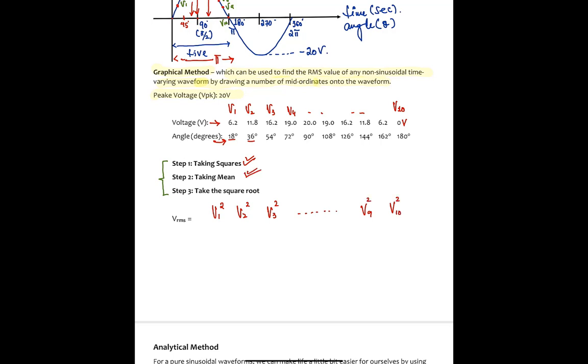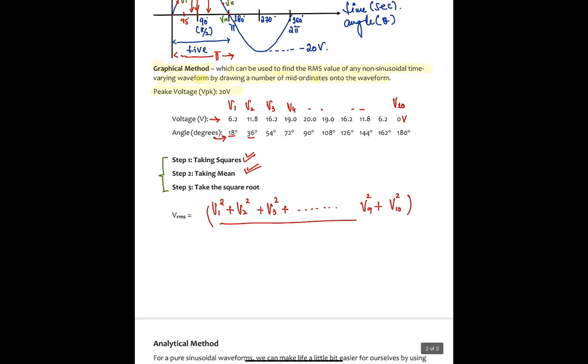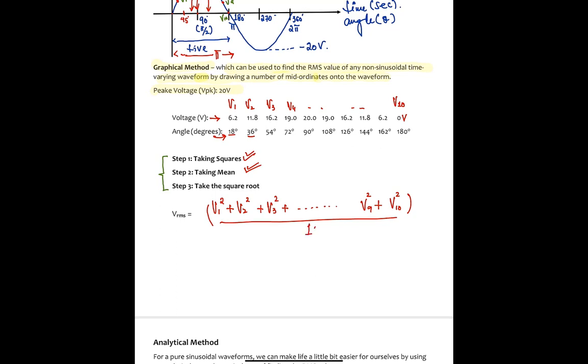What is the next step? The next step is to take the mean of all these squares. So I'm going to add all these values and then divide by what? Because I have 10 readings, I am going to divide by 10, because I have broken it down into equal spaced 10 segments. And then the third step is to take the square root of this whole thing. That's what VRMS means: the root mean square value of the AC signal.